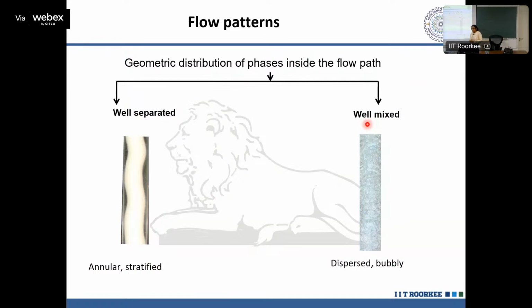All these flow patterns can again be classified under two categories: well separated and well mixed. Well separated is the flow pattern where the interface can be seen very clearly. Examples are annular and stratified distributions, where you can track the interface very clearly. Well mixed is where one phase's inertia is driving the other phase, so the secondary phase is completely dispersed in the primary phase. An example is any kind of dispersion, like bubbly flow.